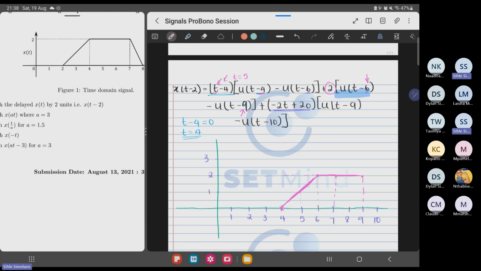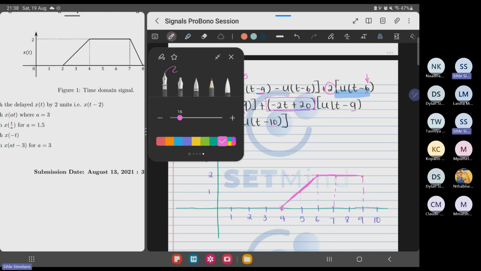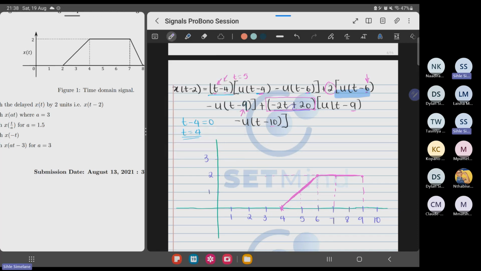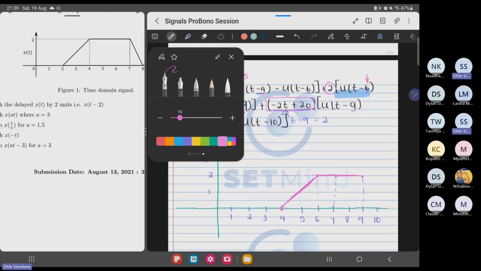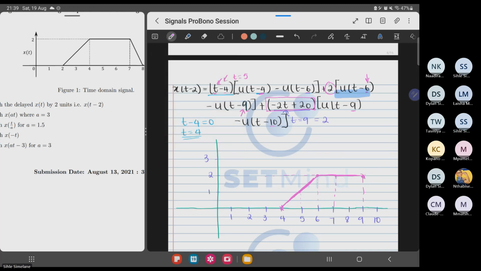Okay, and then now we go to the last portion, which is this one. My function will take that form between t is 9 and t is 10. So what you can do to make your life easy, you just plug in your t is 9 here. And when you plug in your t is 9, you'll find your answer is 2. So meaning we are exactly at that point.